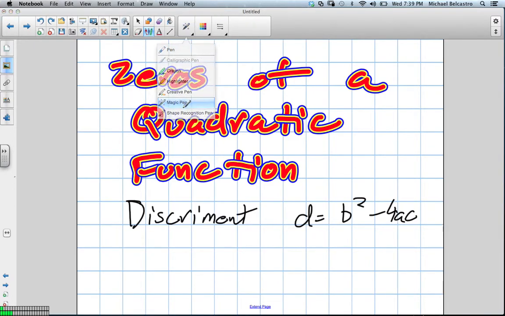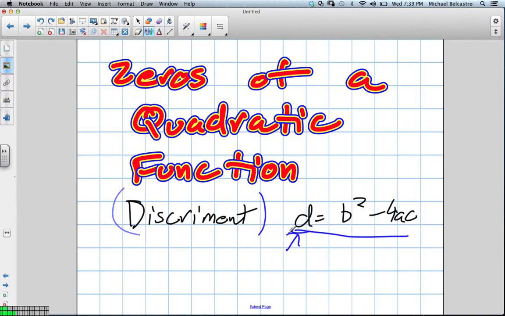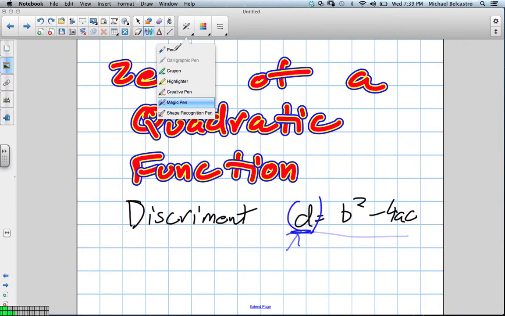Zeros of a quadratic function. They use something called the discriminant when looking at something in standard form. The discriminant formula is D equals b squared minus 4ac. D is not particularly an important number, just the values of it that are important.